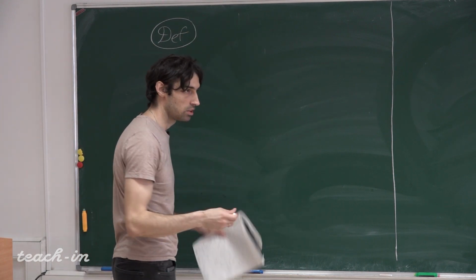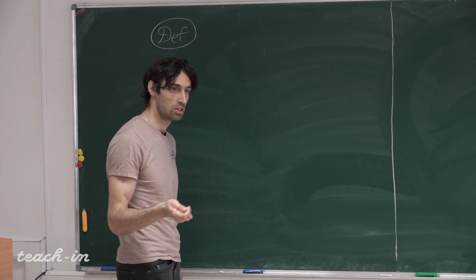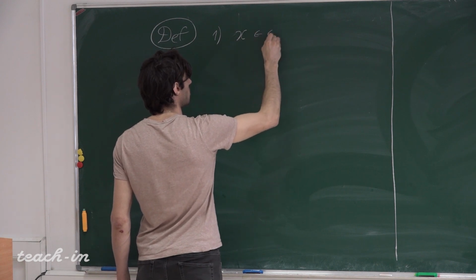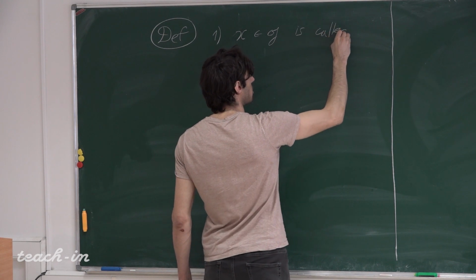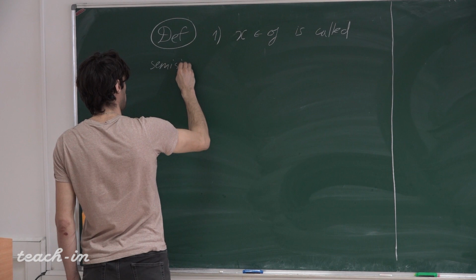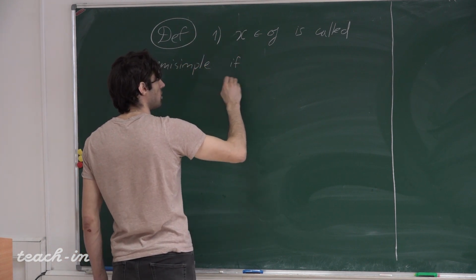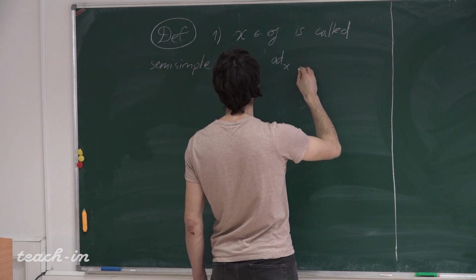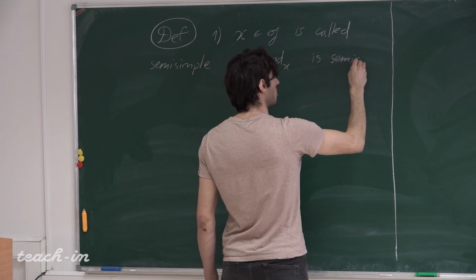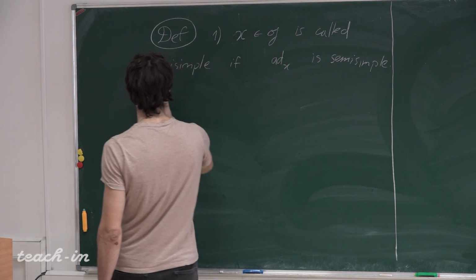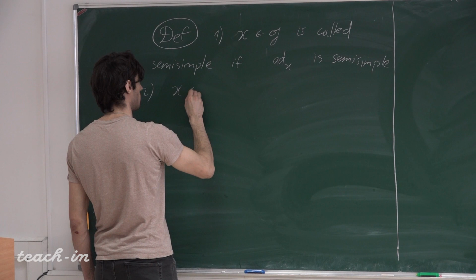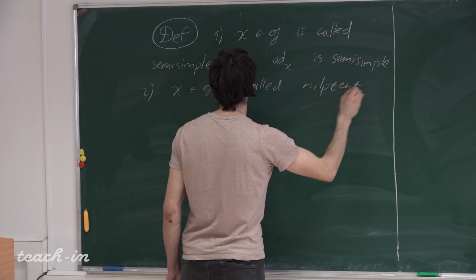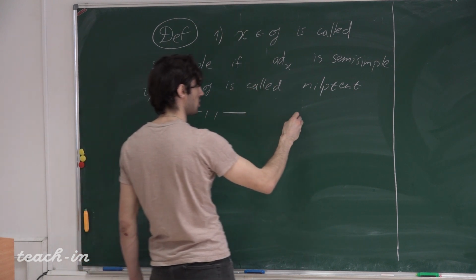First of all, what does it mean for an element of an abstract Lie algebra to be semisimple or nilpotent? An element X in some algebra G is called semisimple if we consider its image under the adjoint representation, and this image happens to be semisimple. And a similar definition for nilpotent: an element is called nilpotent if adjoint X is nilpotent.